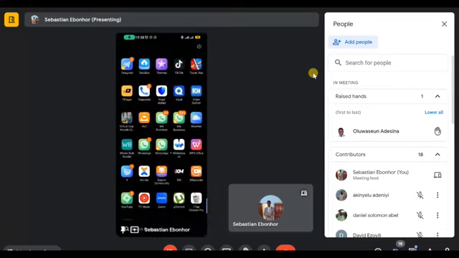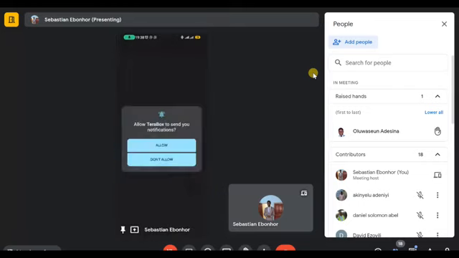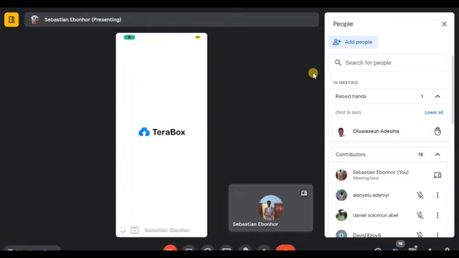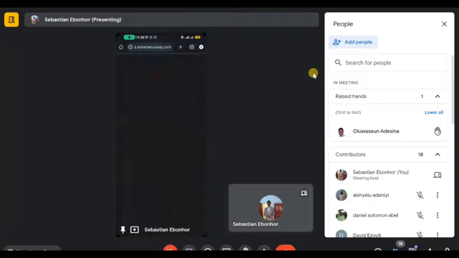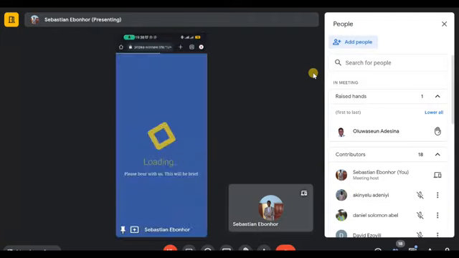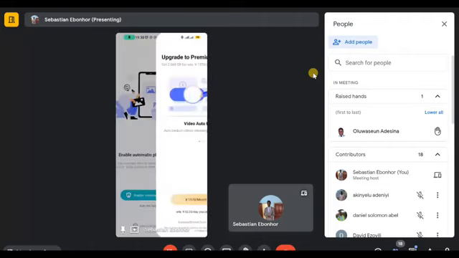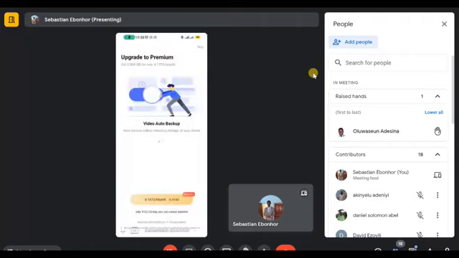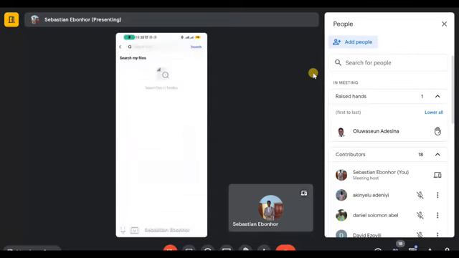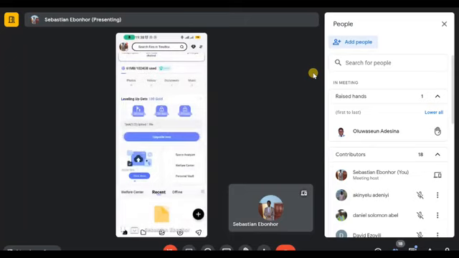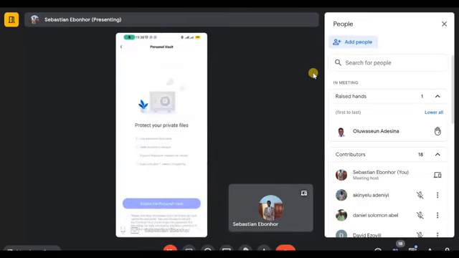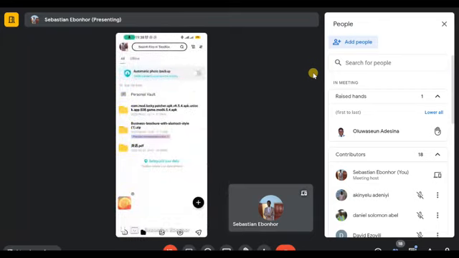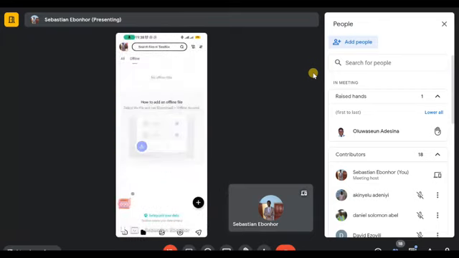Okay, TeraBox. Let me log into TeraBox and see if I can show you that. So here is my TeraBox vault. The folder is somewhere here.